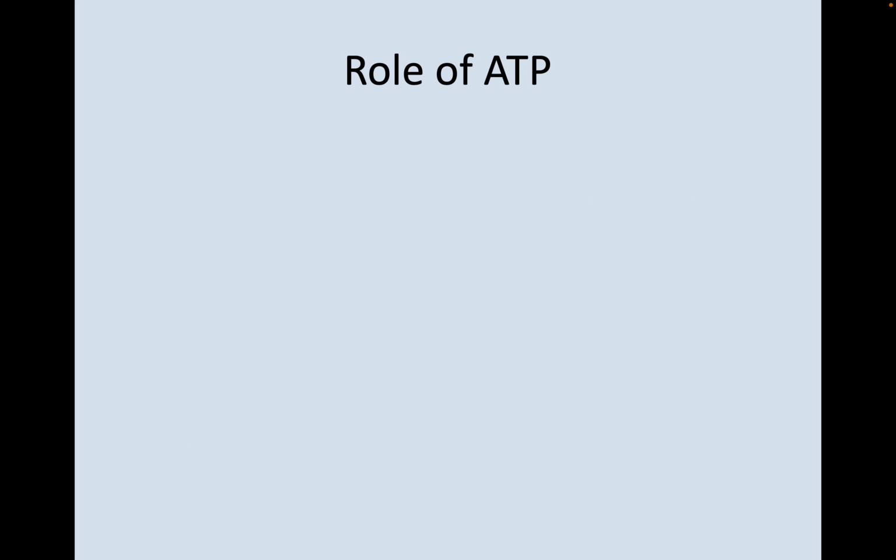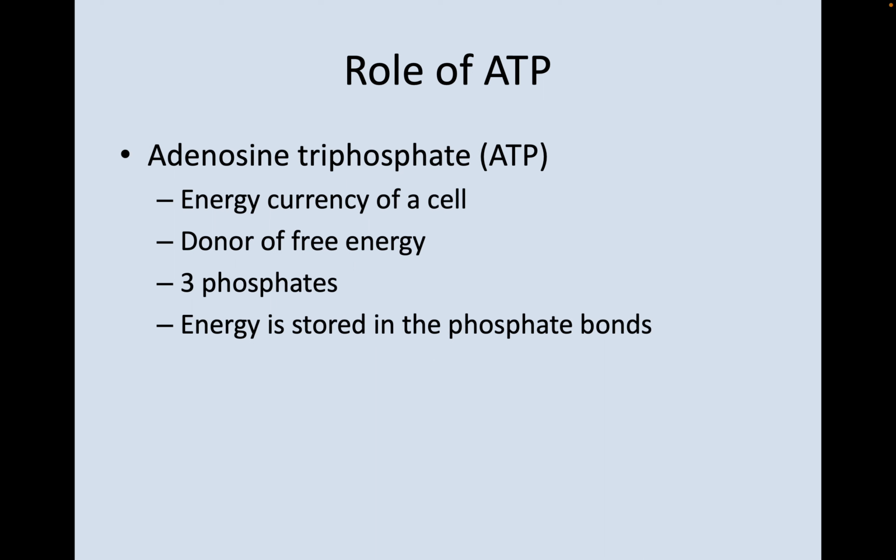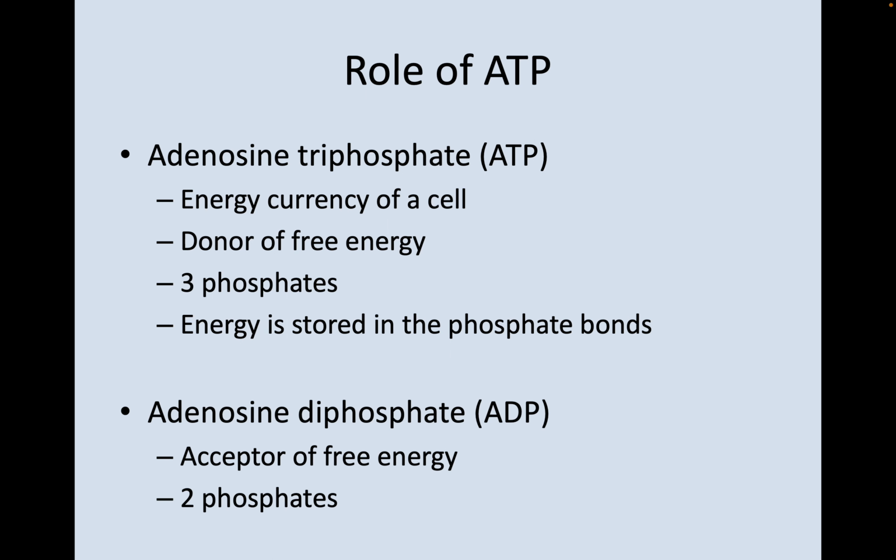All right, and how does ATP fit into all of this? Adenosine triphosphate, or ATP, is the energy currency of a cell. It's a donor of free energy. It has 3 phosphates, and energy is stored in the phosphate bonds. Adenosine diphosphate is an acceptor of free energy. It has only 2 phosphates. So when ATP transfers its energy to something else so that the cell can do work, it's converted into ADP.